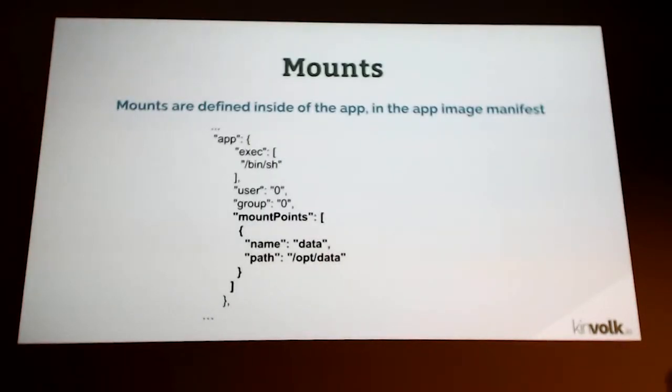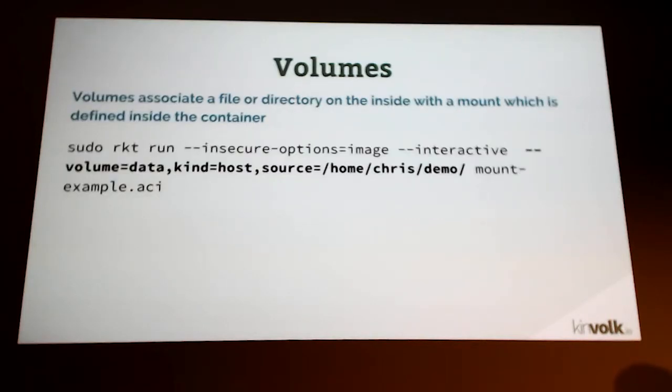Okay, so we're going to jump to the data stuff. We have two terms in Rocket. We have a thing called mounts, and then we have a thing called volumes. The mounts are what we define inside of the app or pod, actually inside the image. And so you can see here how it's defined. It's a mount point, you give it a name, and you give it a path. And so volumes are how you actually connect the data or the directory on the outside to the mount point on the inside. So this is the portion that is interesting.